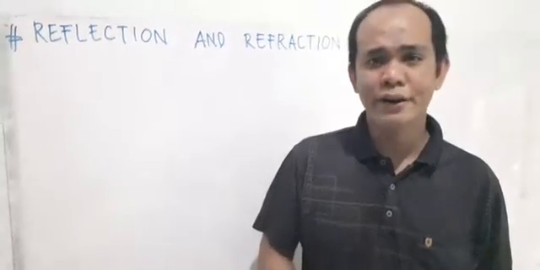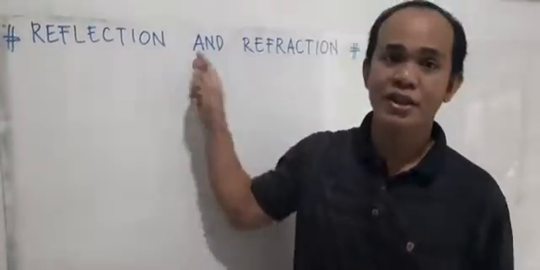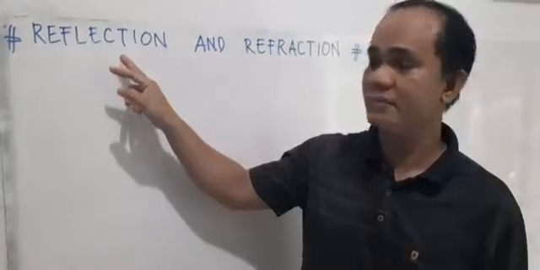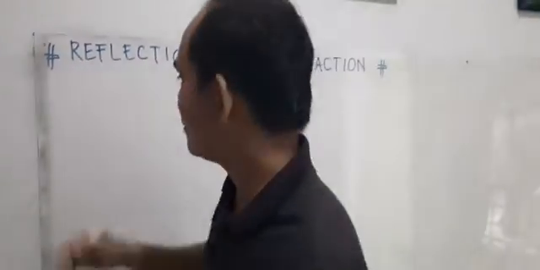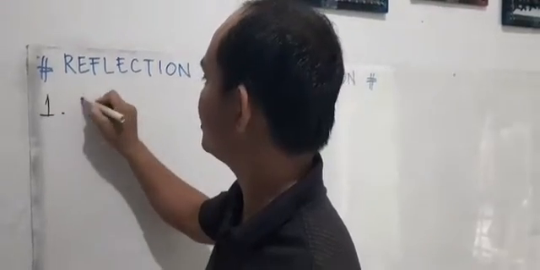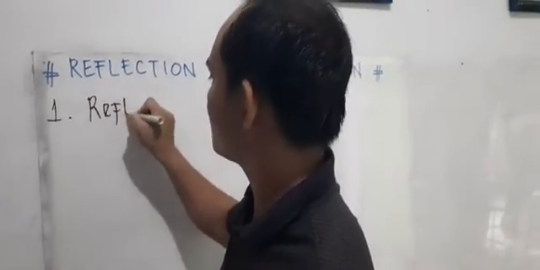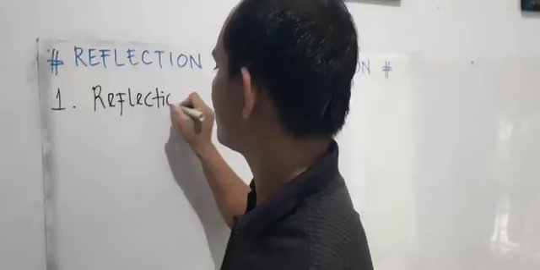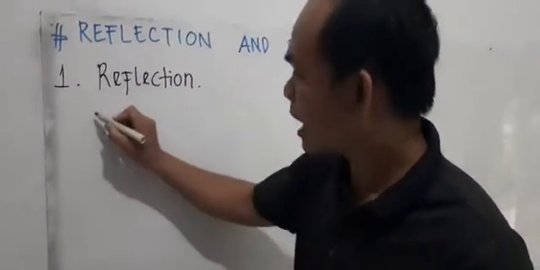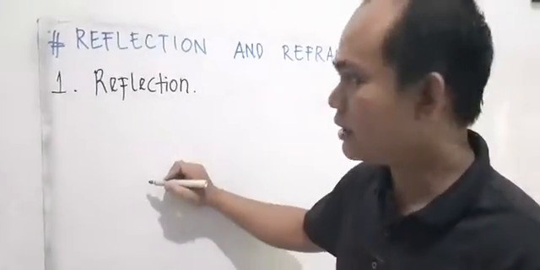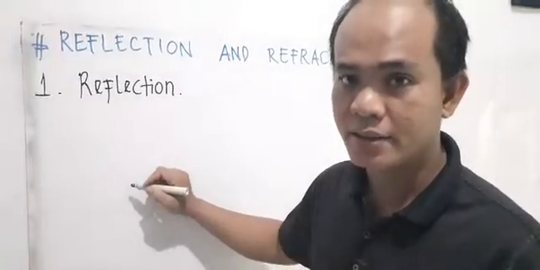Okay, now we are going to learn about reflection and refraction and the difference between reflection and refraction. The first that we are going to learn is reflection. Reflection means that when light comes to the surface of an area, it will be reflected back.